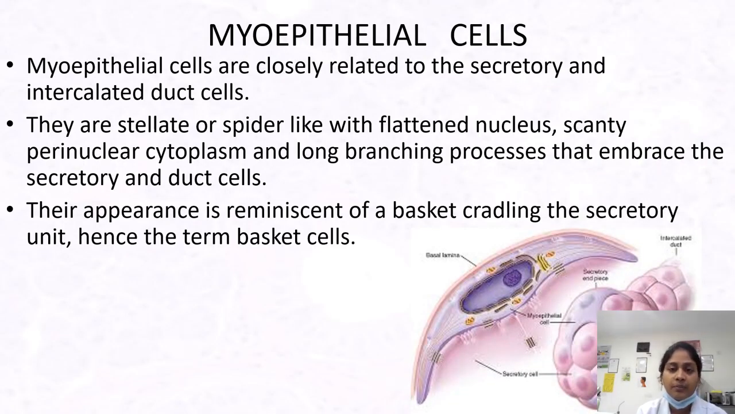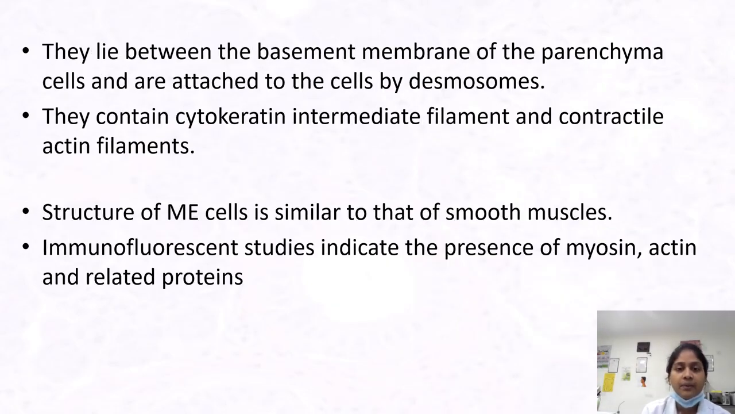Now coming on to the myoepithelial cells. Myoepithelial cells are closely related to the secretory and intercalated duct cells. They are stellate or spider-like with a flattened nucleus, scanty perinuclear cytoplasm, and long branching processes that embrace the secretory and duct cells. Their appearance is reminiscent of a basket cradling the secretory unit, hence the term basket cells. They lie between the basement membrane and the parenchymal cells and are attached to the cells by desmosomes.